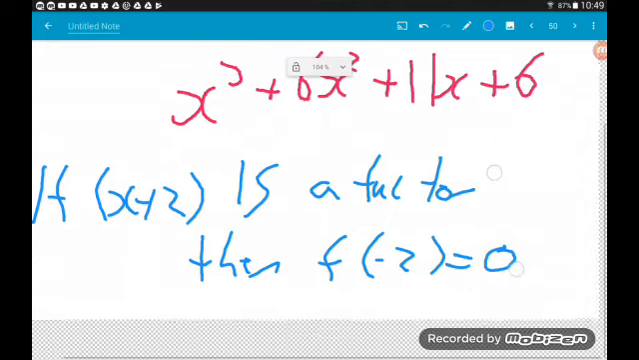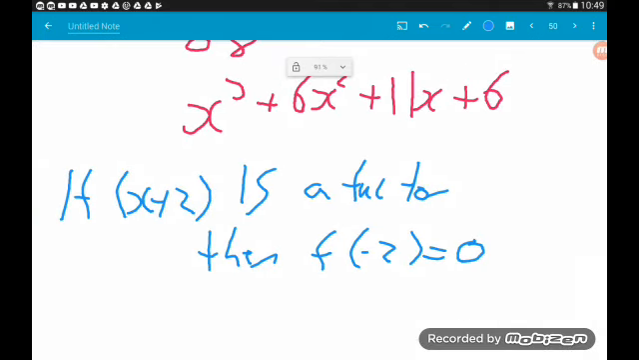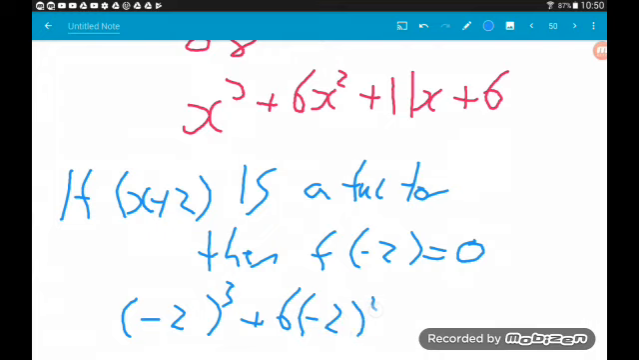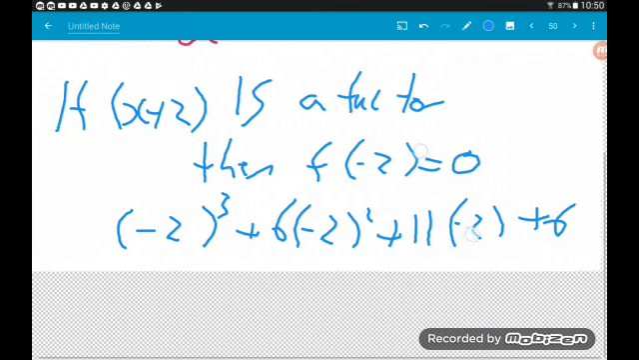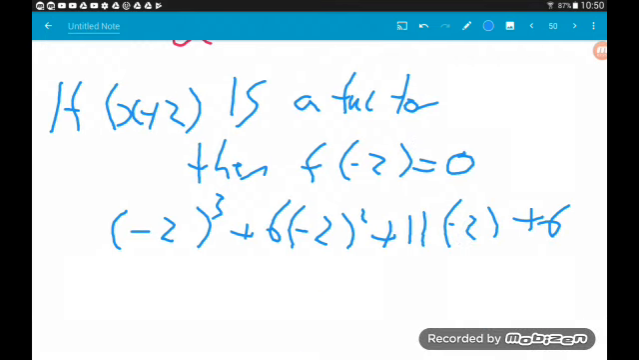Okay, so now be very, very careful with cubics and negative signs. So we can get minus 2 cubed plus 6 lots of minus 2 squared plus 11 lots of minus 2 and then plus 6, like that. So minus 2 cubed is minus 8. Now, minus 2 squared is positive 4. 6 times 4 is 24.